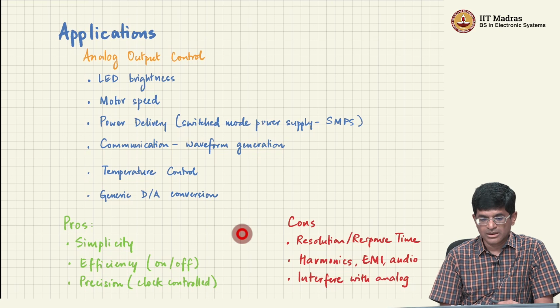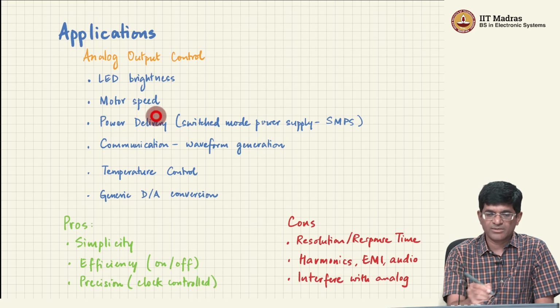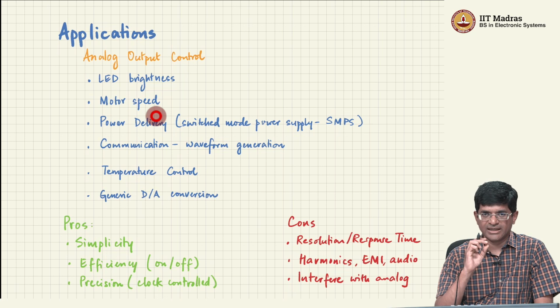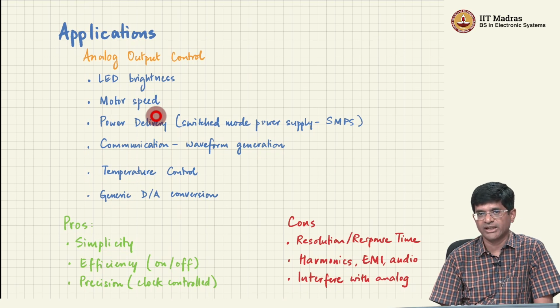Okay. Similar things can be used for motor speed. What happens with motors is that, once again, in order to control the speed at which a motor is being turned, you might want to change the voltage that's being applied to it. The alternative is to use PWM.